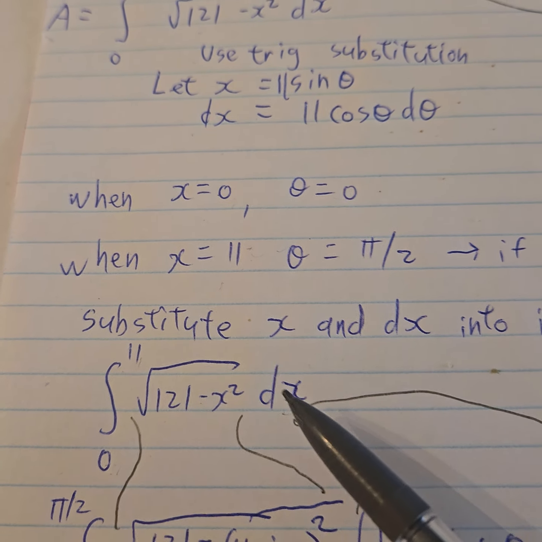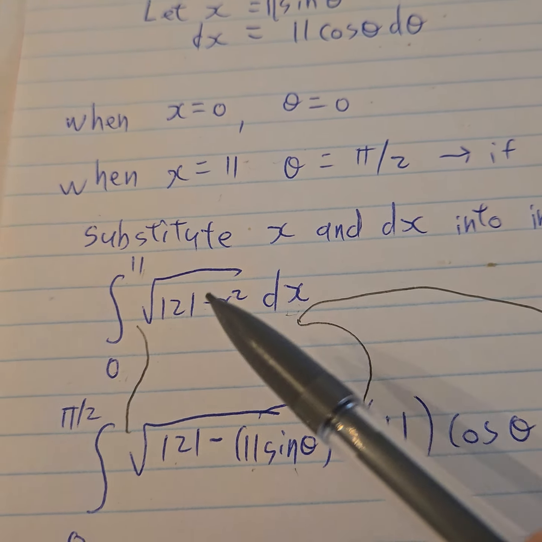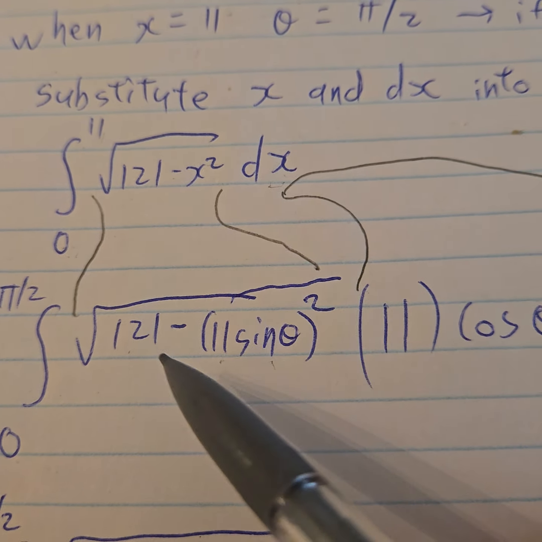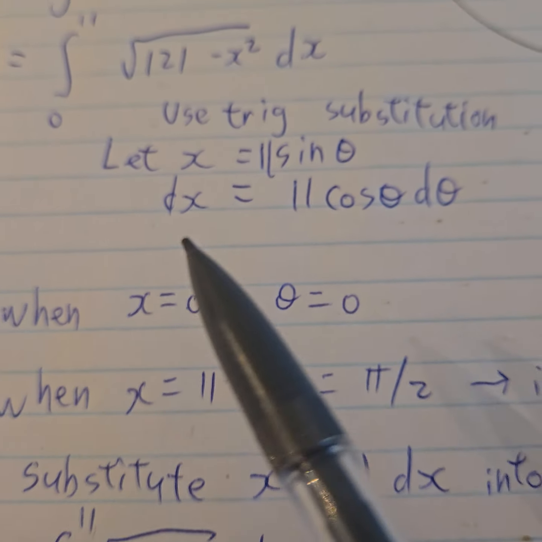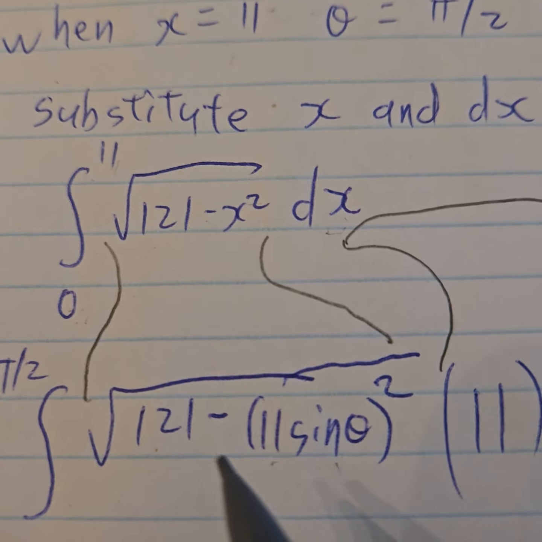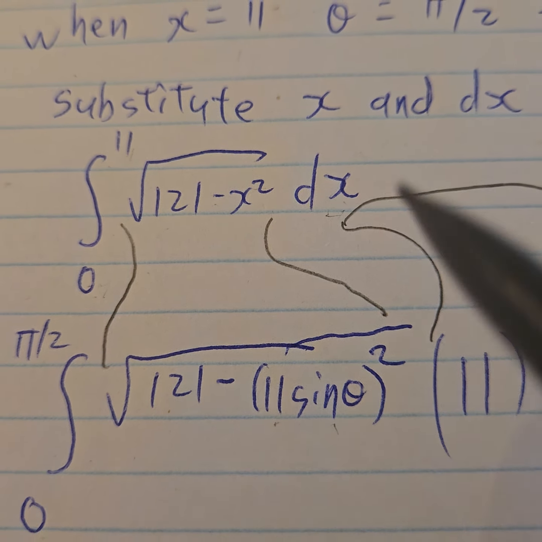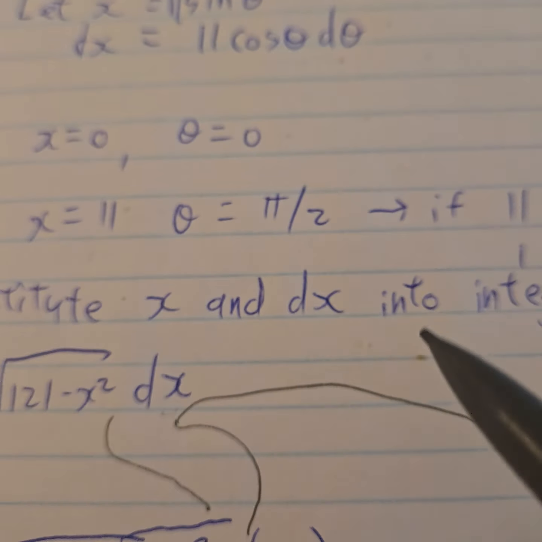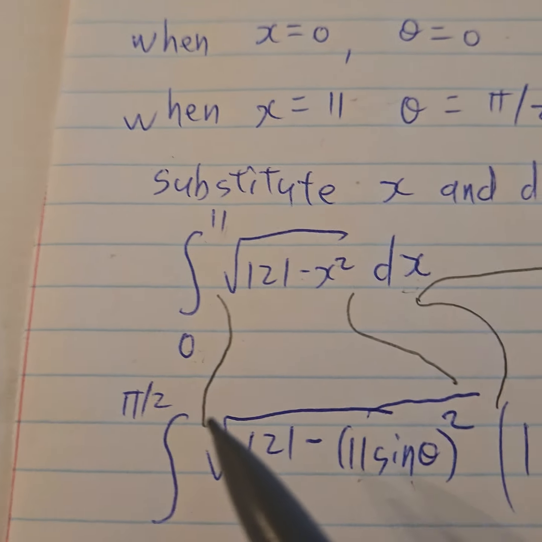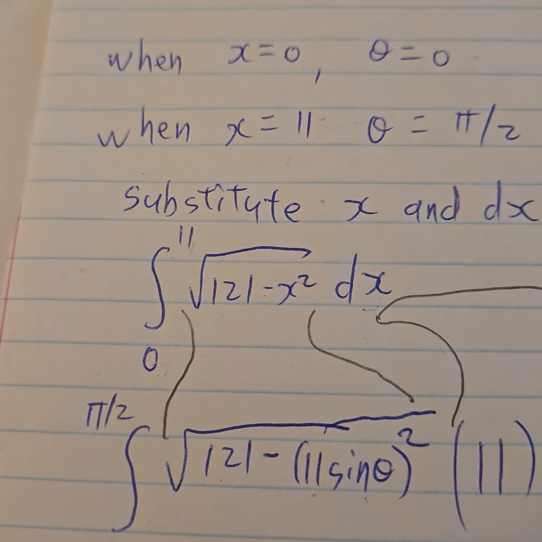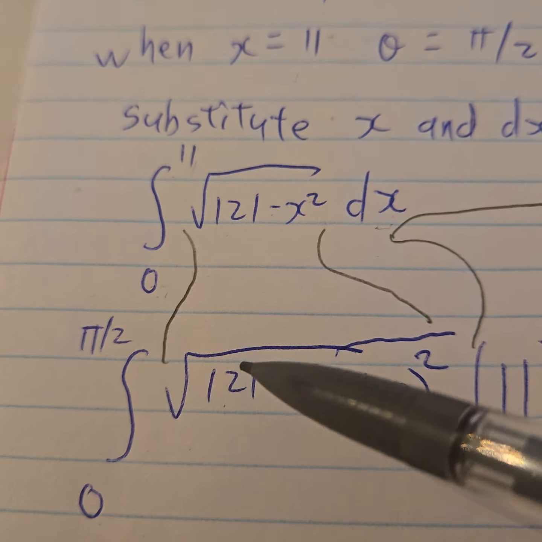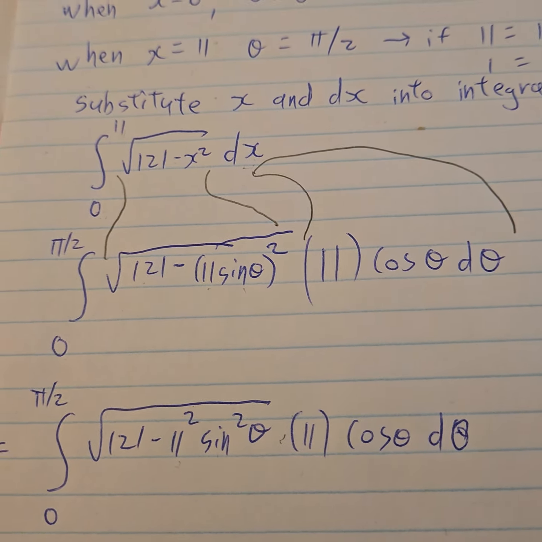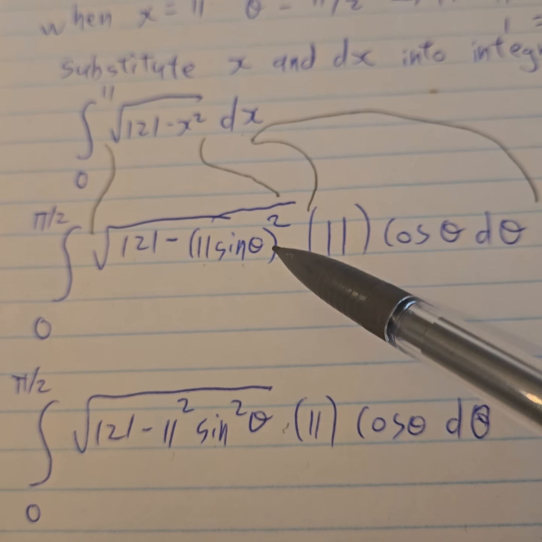So now we're going to substitute in for x and replace it from our new formula. So instead of saying 121 minus x squared, we just said x is 11 sin theta. So it's 11 sin theta squared. That's what I replaced there. And instead of dx, we're going to put 11 cos theta d theta. And we're now going from 0 to pi over 2, because when x is 0, theta is 0, and when x is 11, theta is pi over 2. So that's our new integral, and I'm just going to simplify now.